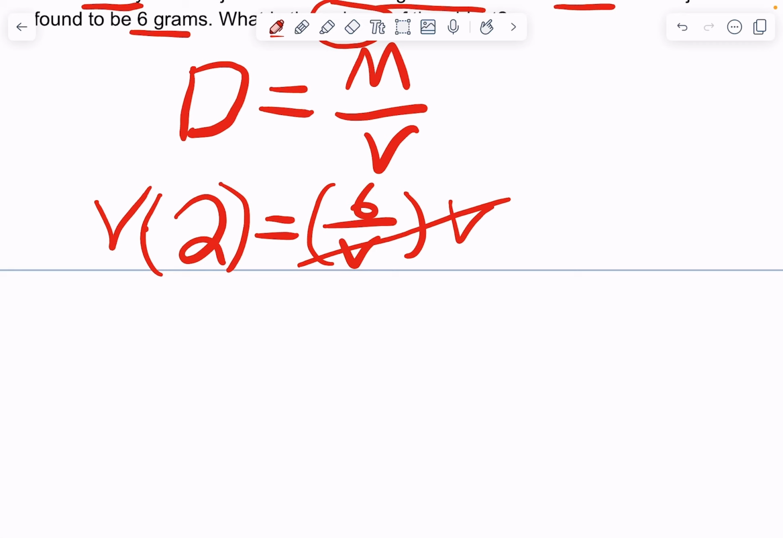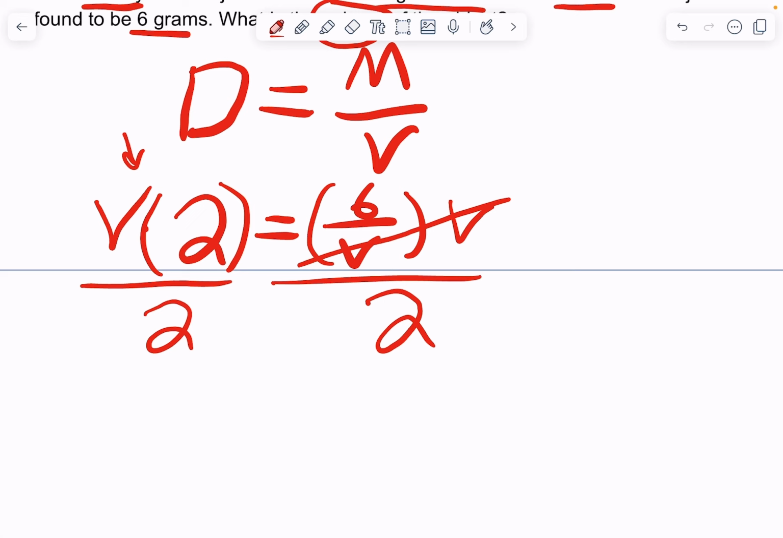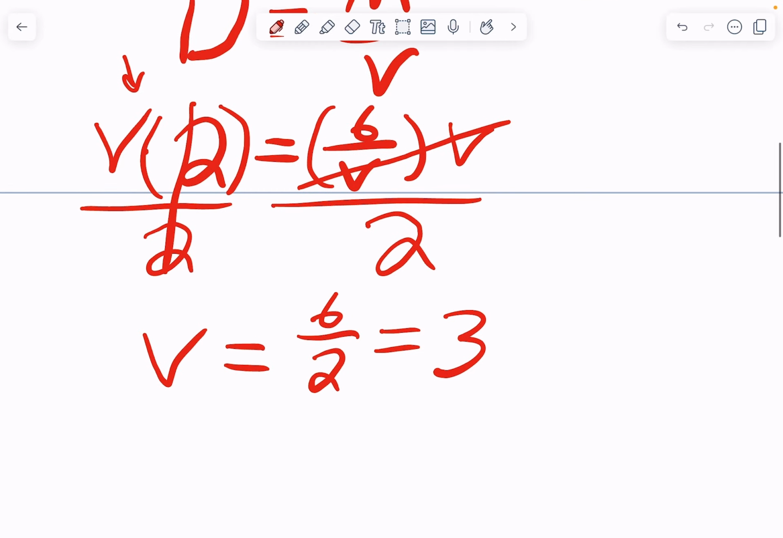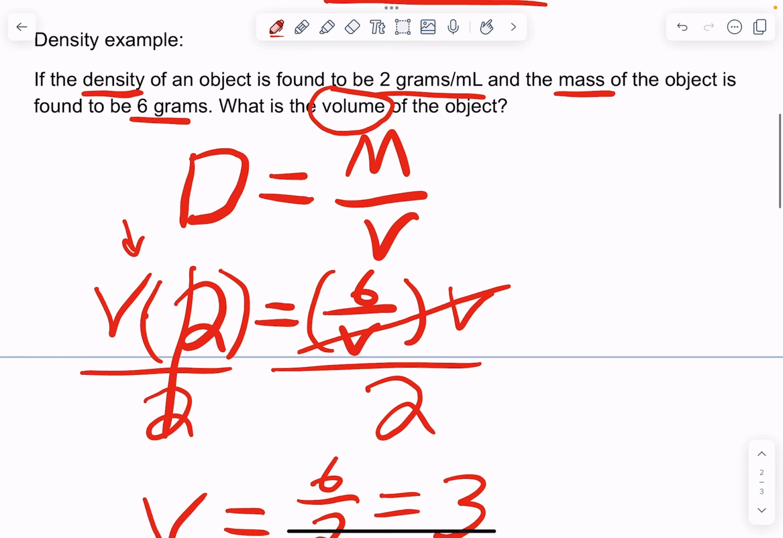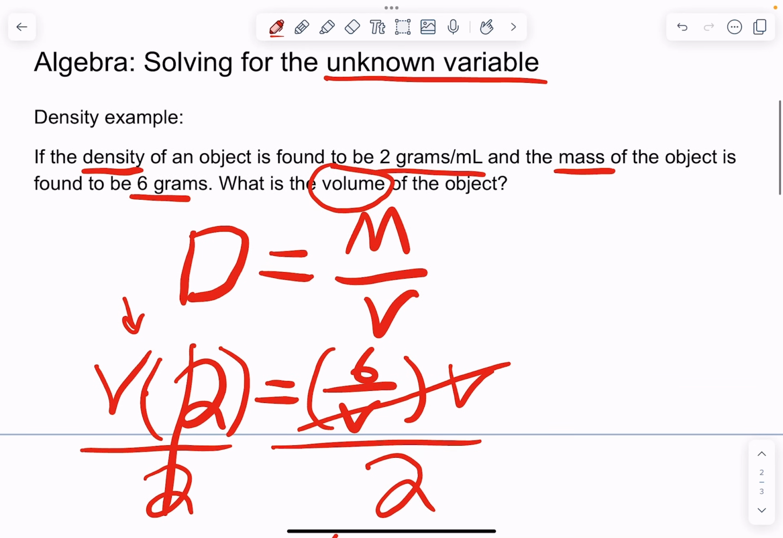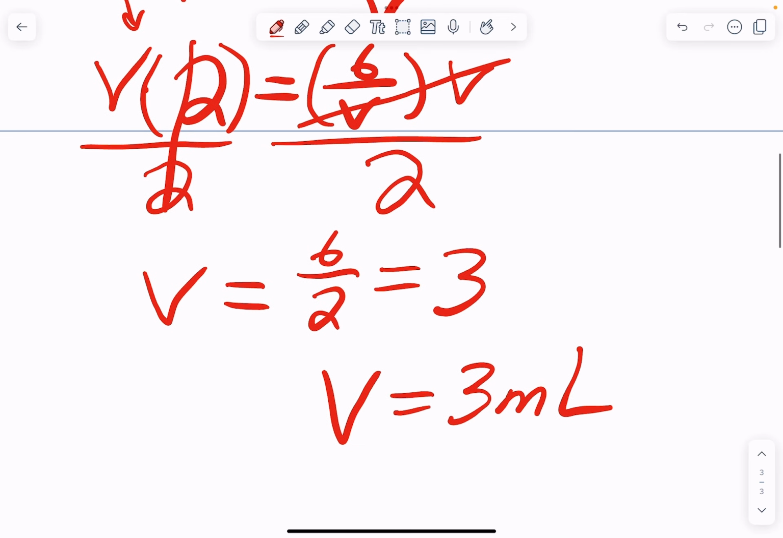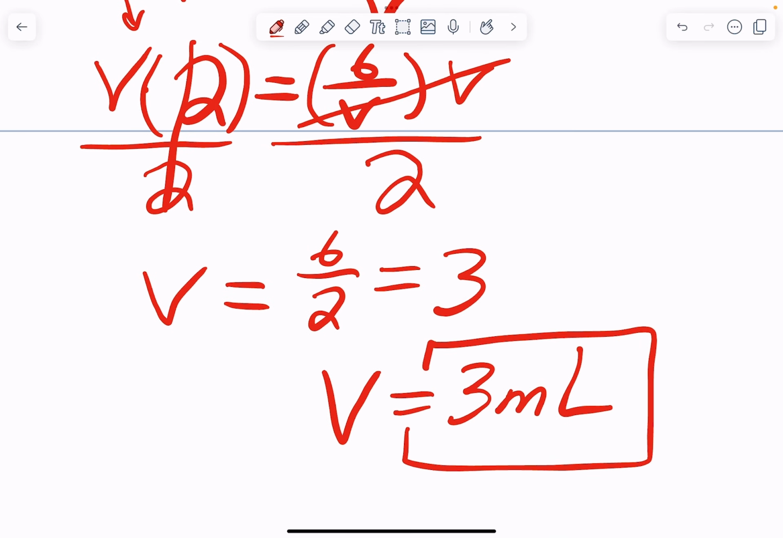Next step I'm going to do is divide each side by 2. Since it's being multiplied by 2 on this left side, I'm going to divide by 2 to cancel out those 2's. So V now equals 6 divided by 2. Now it's just simple division. That equals 3. So the volume of this particular question would be 3 milliliters. Okay, now I left out all those units before when I was plugging it in, but this was grams per milliliter right here, so I know this answer should be 3 milliliters.